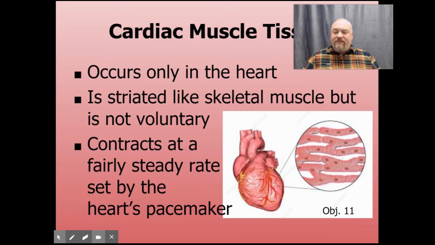And it contracts at a fairly steady rate, set by the heart's pacemaker. There is a pacemaker, we'll talk about it in the cardiac unit, that will cause the heart to beat on average without external control around 70 beats a minute for your whole life, and then parts of your nervous system can speed that up or slow it down as necessary. And we'll talk about that when we get to the cardiac unit and the nervous system unit as well.